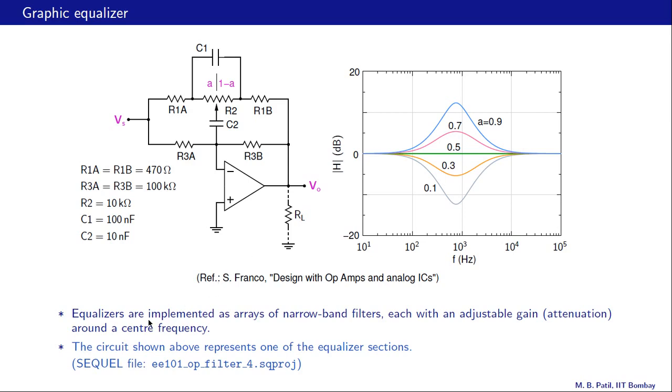So this circuit is used in graphic equalizer. Equalizers are implemented as arrays of narrow band filters, and this section is then just one of these filters. It has got adjustable gain or attenuation around a center frequency. In this case, the center frequency is somewhere here. So in a graphic equalizer, we will have several of these circuits with different central frequencies. Here is the SIGWELL circuit file. You can change the value of A and see that this happens.